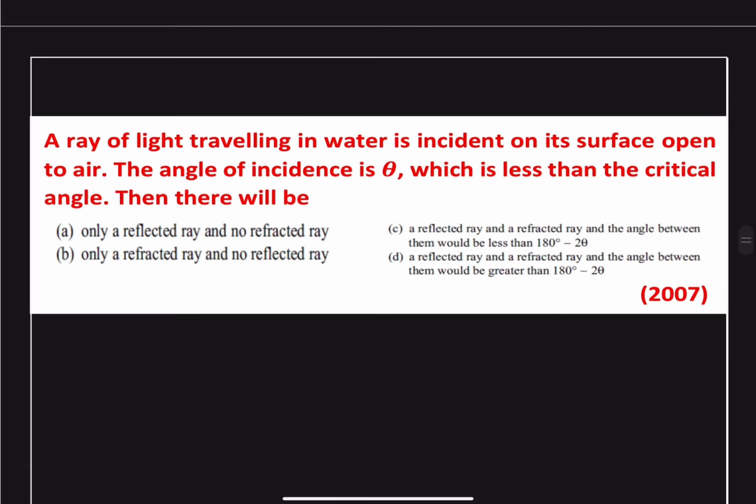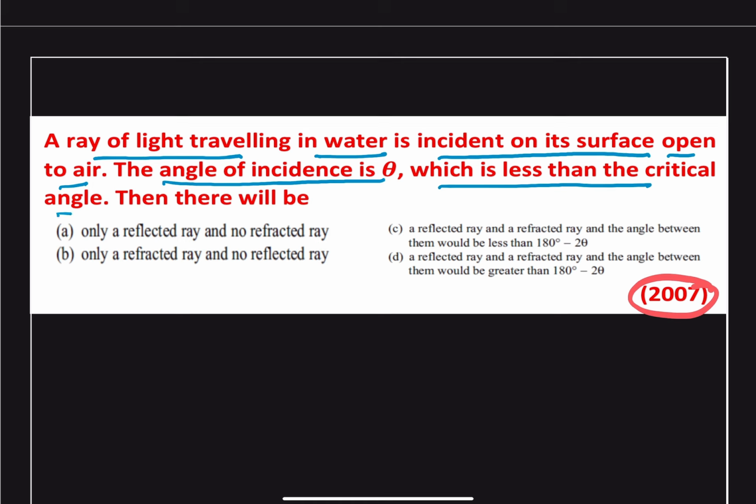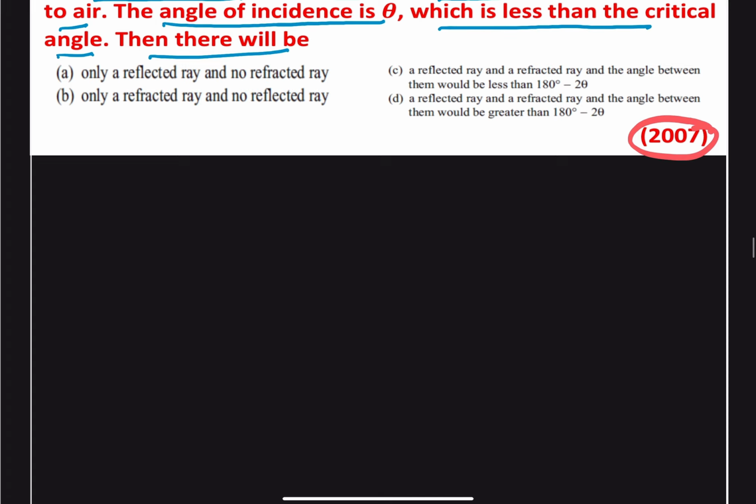We come to the next question. It was asked in the year 2007, and it states that a ray of light traveling in water is incident on its surface open to air. The angle of incidence is theta, which is less than the critical angle. We have to find out how the ray will be traveling after it is incident at an angle theta less than the critical angle. For that we can just draw the figure.